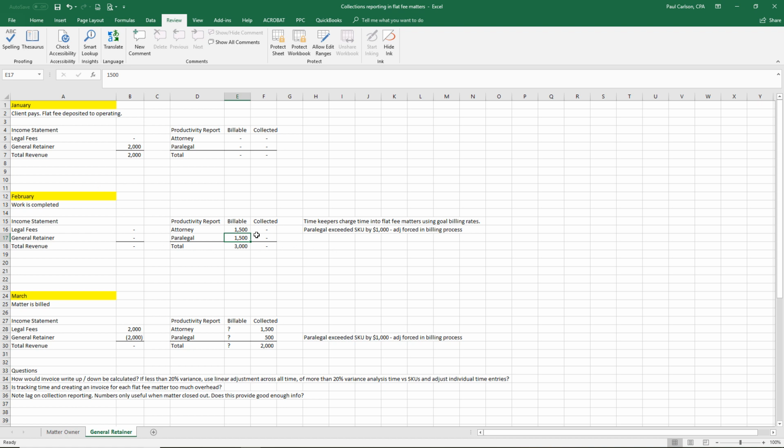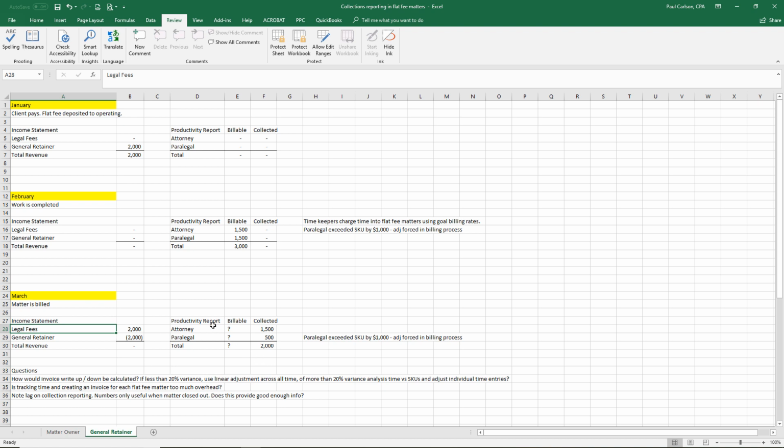So that's what we have for February. Then we come down to March, and in March we actually create an invoice for the matter. The clients are never going to see this invoice. The invoice is only for internal reporting.